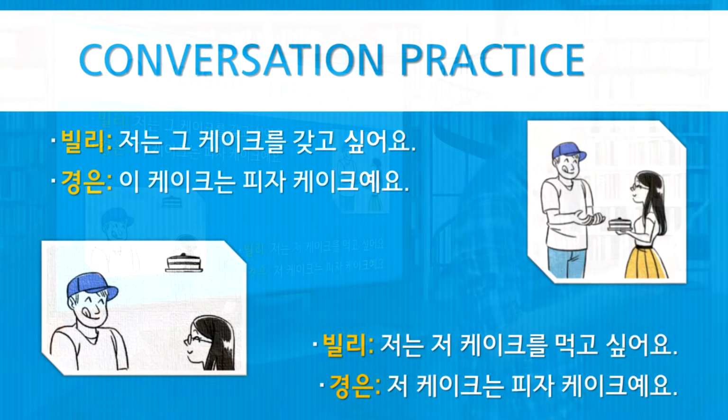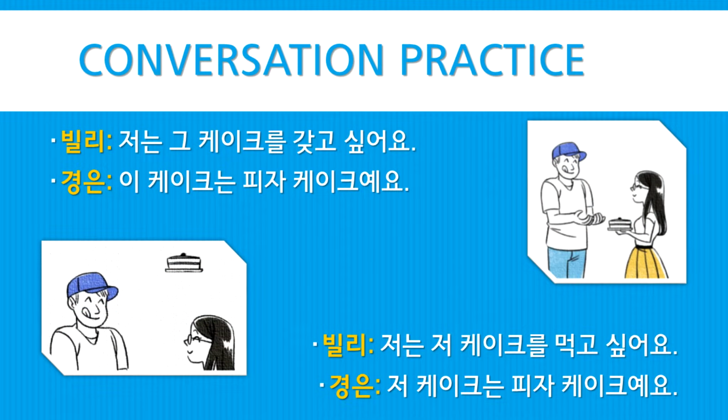And before we move on, let's do a quick conversation practice using these three words. So we have 빌리 and 경은. First, 빌리 says, 저는 그, that, 케이크, cake, 그 케이크를 갖고 싶어요. I want to have that cake, as in that next to you, the listener. To which 경은 replies, 이 케이크는, as for this cake, let's talk about this cake close to me, 피자 케이크예요. It equals, or it is, a pizza cake. This sounds disgusting, but please remember, these are just examples.